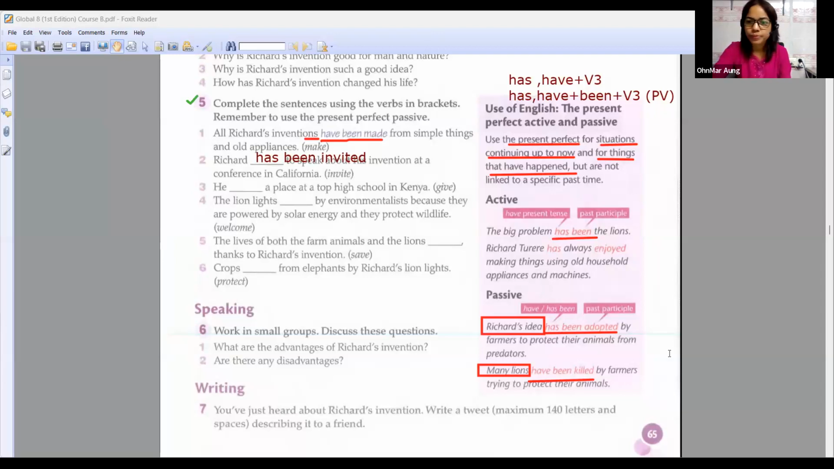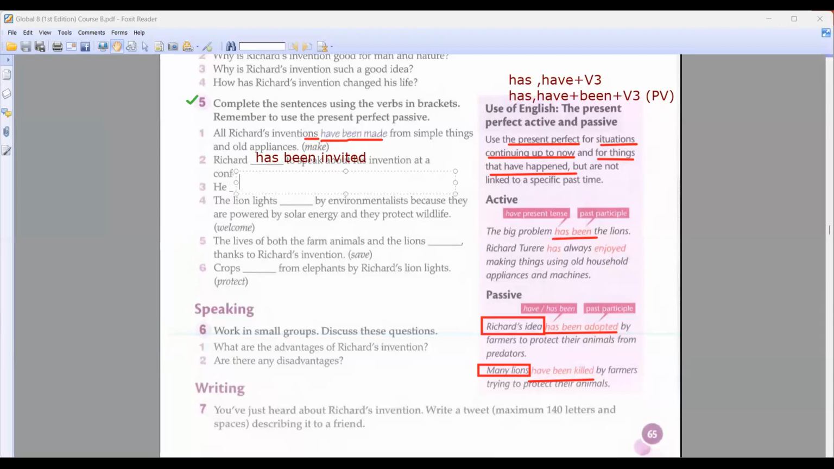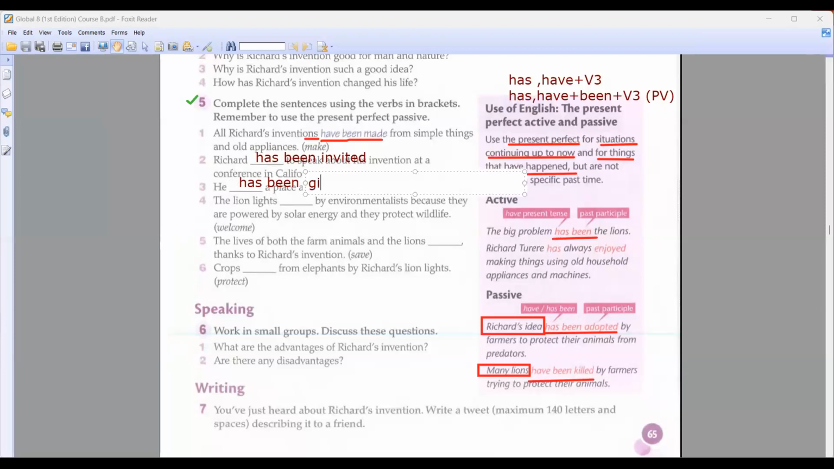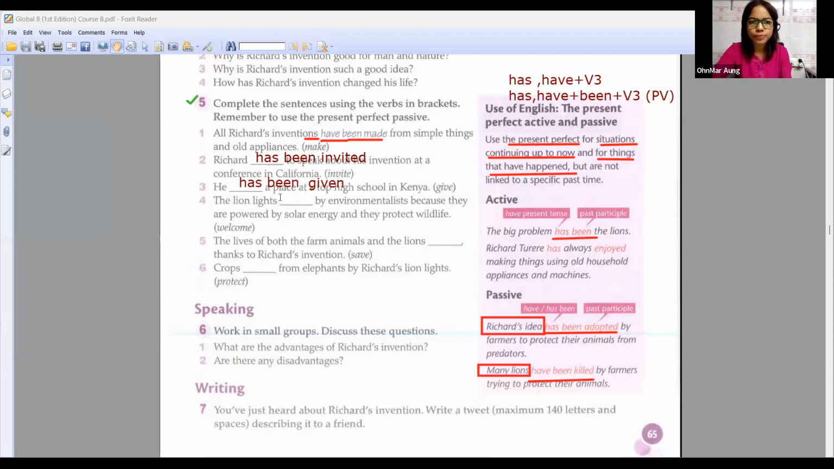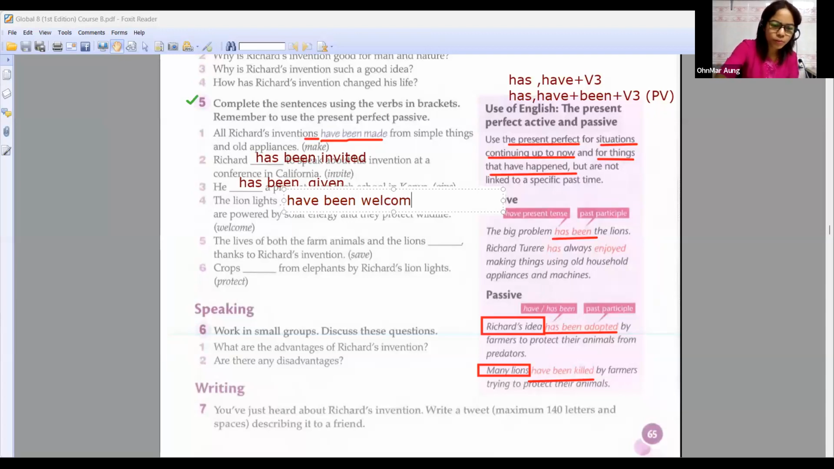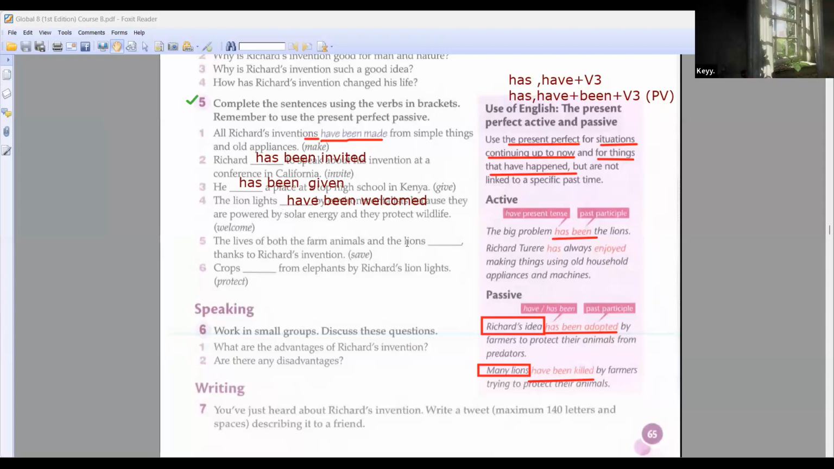Number 3. He has been given a place at a top high school in Kenya. Has been what? Give or given? Given. Yeah, passive. Okay, next, number 4. The lion lights have been welcomed by environmentalists because they are powered by solar energy and they protect wildlife.